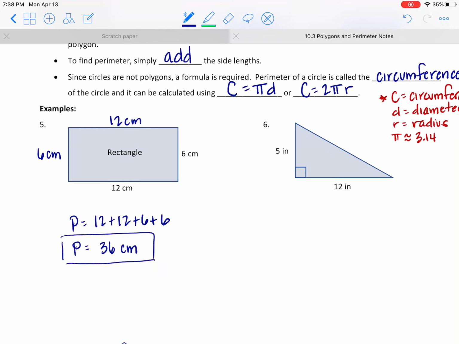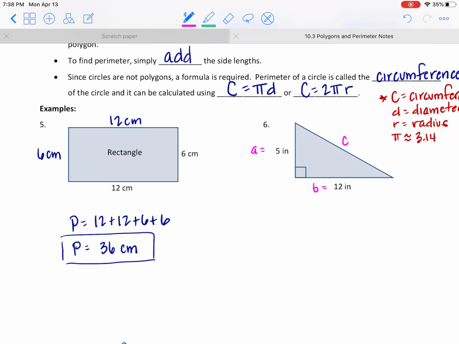Okay, now 6. If we want to add up all the side lengths, we have to know all of those side lengths, but we have one missing. Do you remember from yesterday how we're going to find this missing side length? So remember, this is a right triangle. It's got the right angle in it, and in a right triangle, we can find a missing side using the Pythagorean theorem.